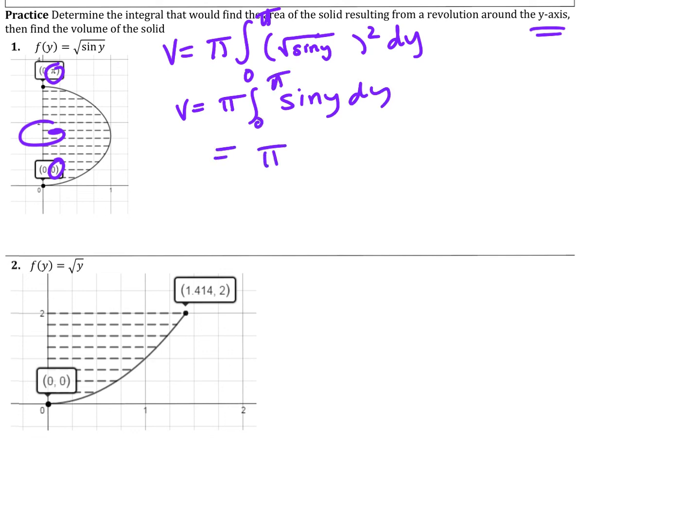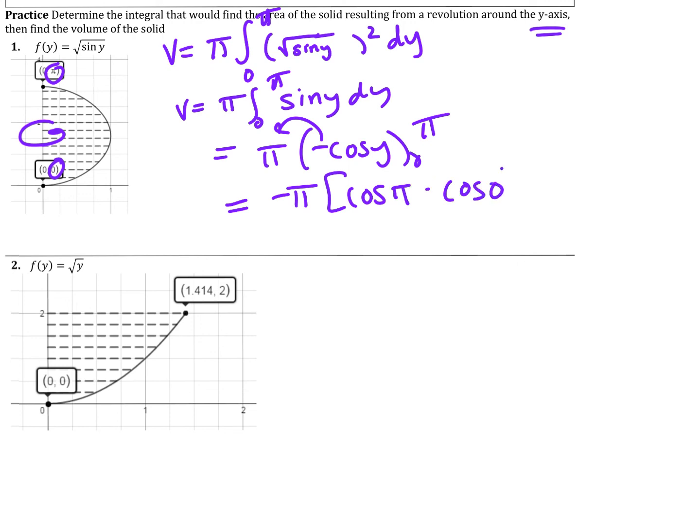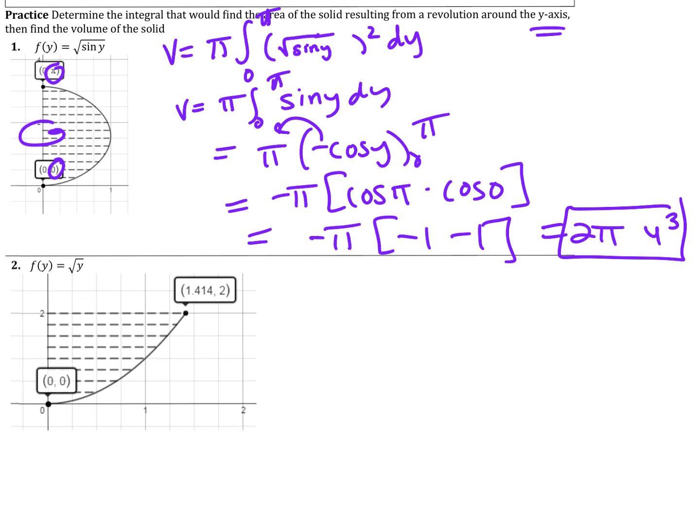If we simplify this, we get sine of y dy from 0 to pi. What do we integrate to get sine? We integrate negative cosine, and then we're going to evaluate that from 0 to pi. So I'm actually going to take this negative out, negative pi times cosine of pi minus cosine of 0, which is negative pi times negative 1 minus 1, which is 2 pi units cubed. All right, I'm going to encourage you to pause the video and work through number 2 on your own, and then unpause the video and see how you did.